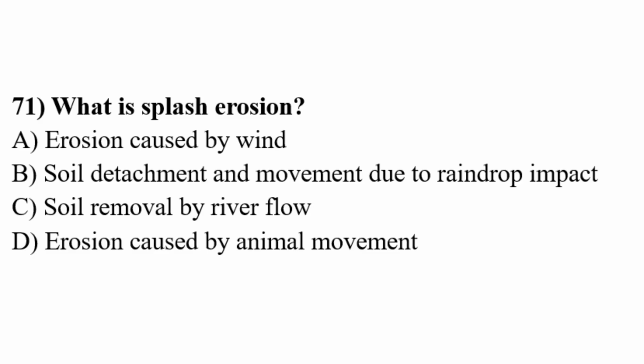71. What is splash erosion? A. Erosion caused by wind. B. Soil detachment and movement due to raindrop impact. C. Soil removal by river flow. D. Erosion caused by animal movement. Answer: B. Soil detachment and movement due to raindrop impact.